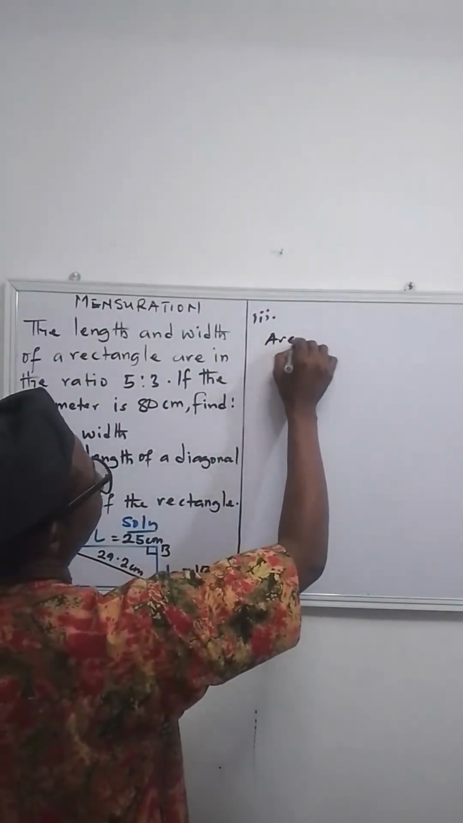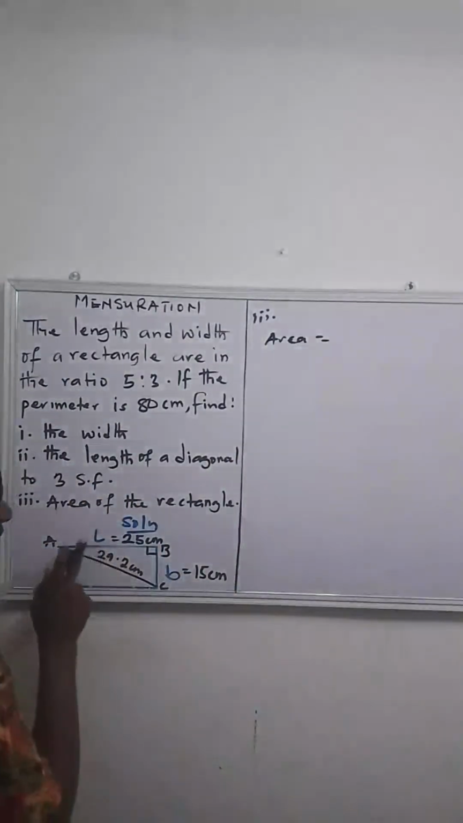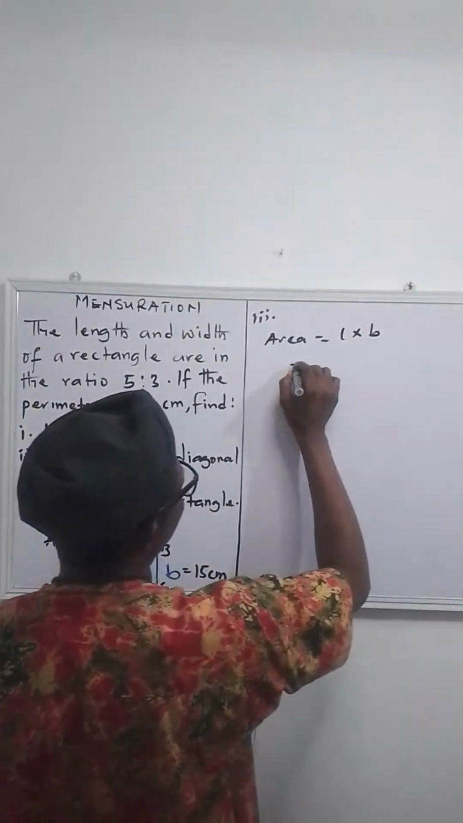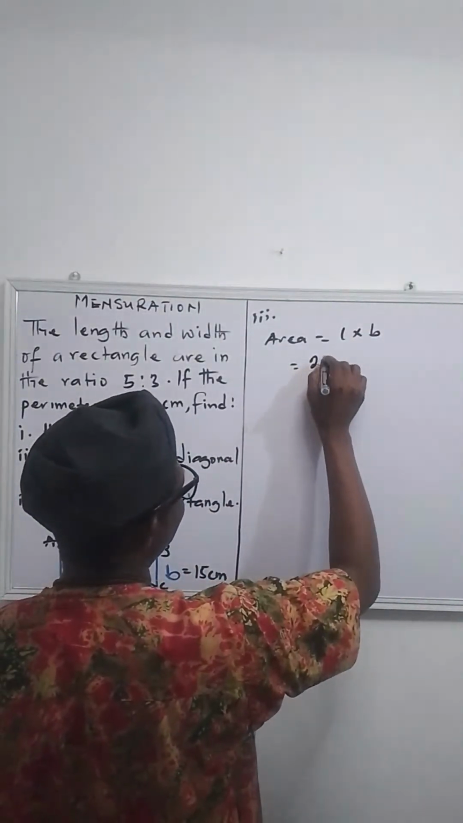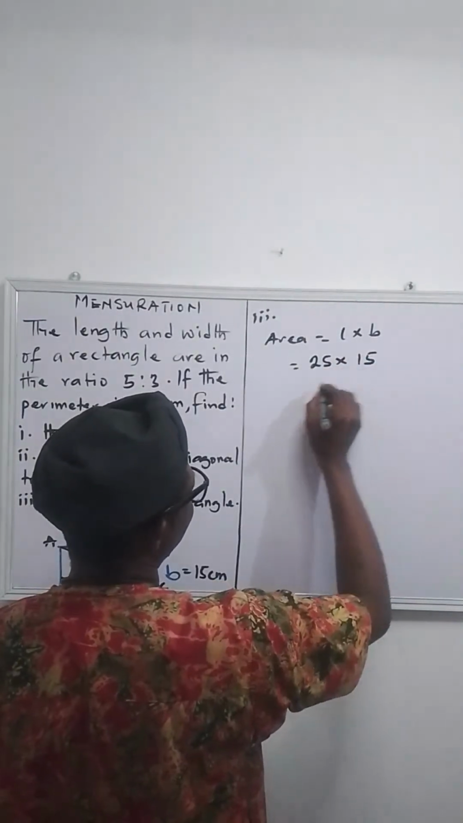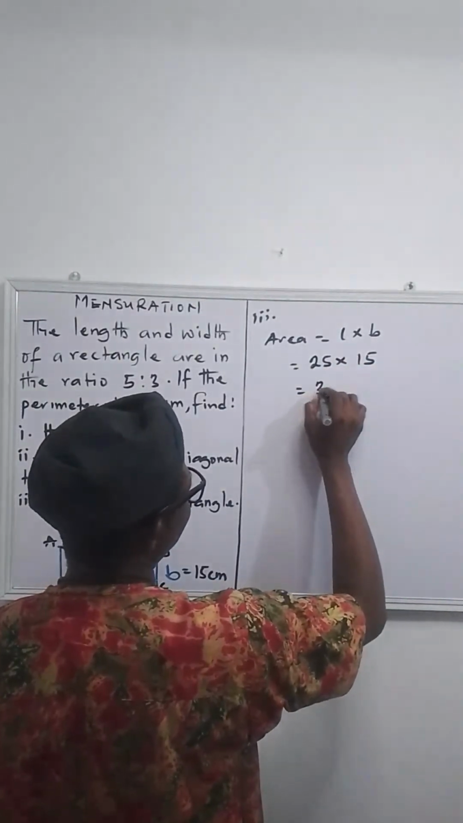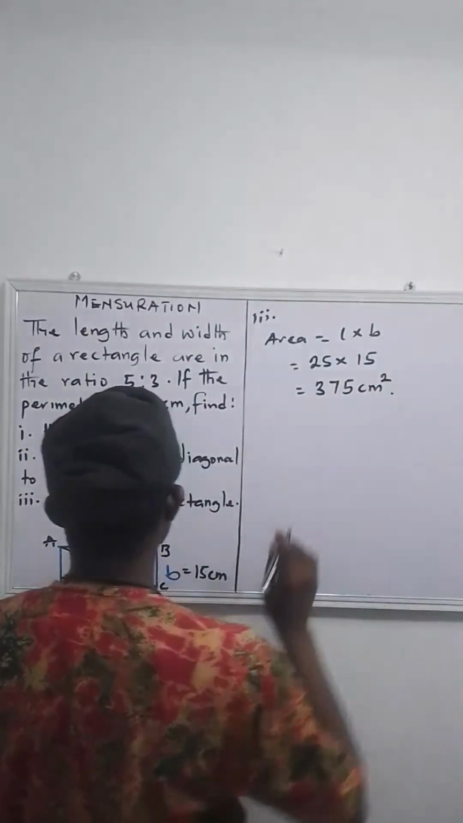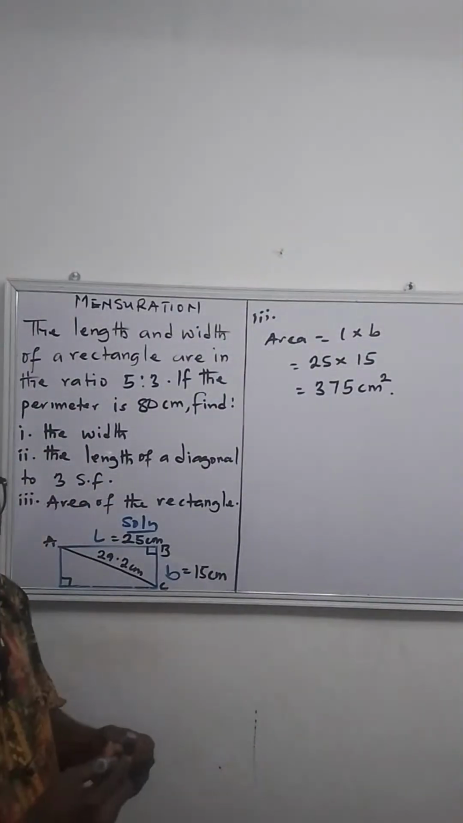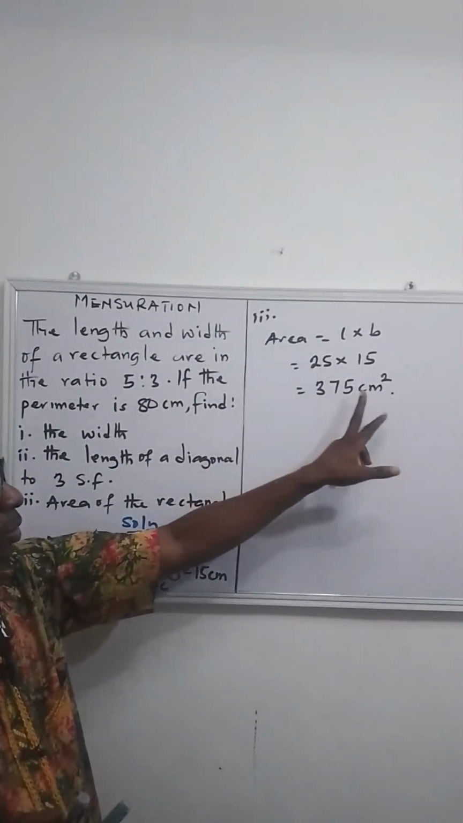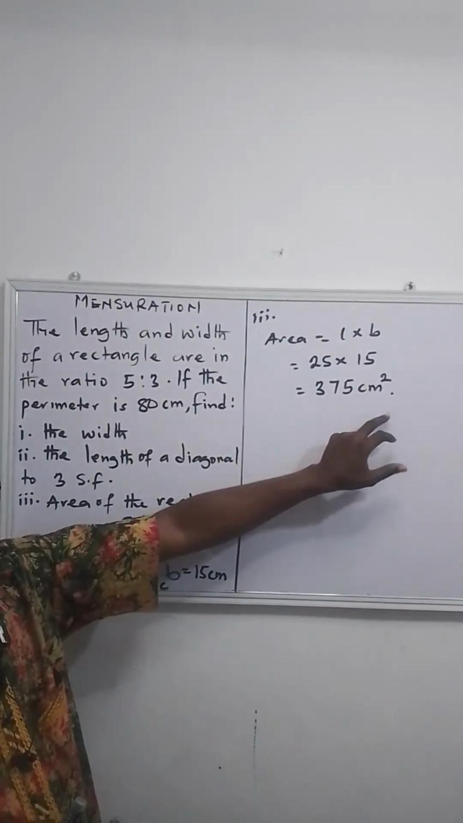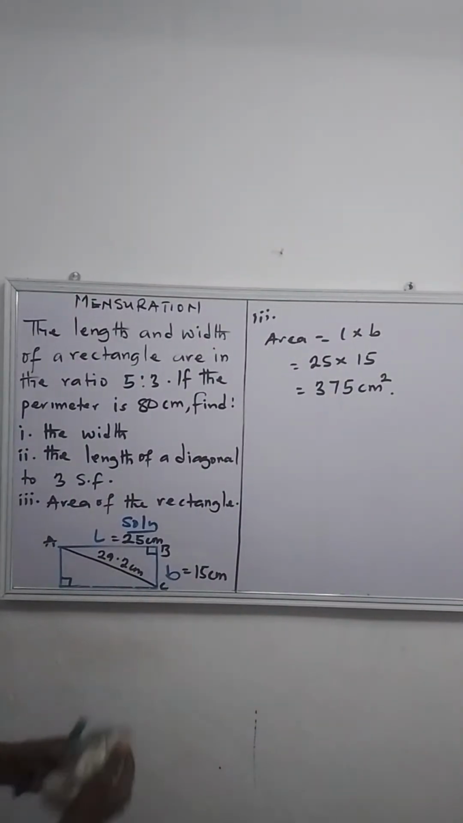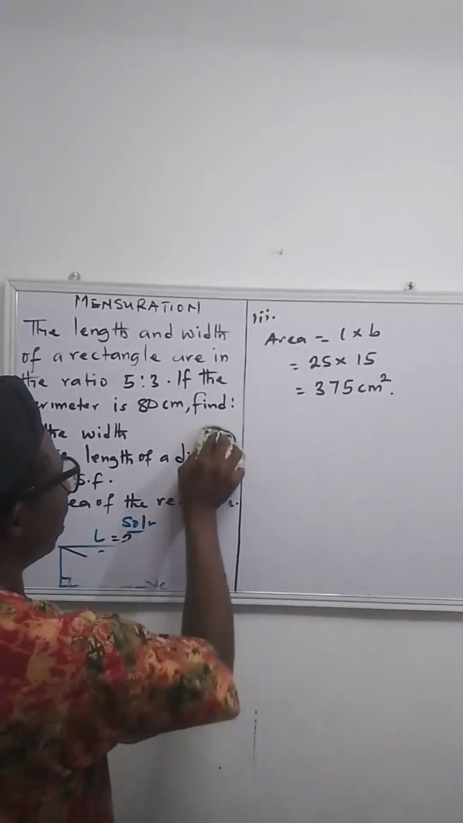Area of a rectangle is length times breadth, or length times width. Your length is 25 while the breadth is 15. When you multiply, you have 375 centimeter square. So make sure you pay attention to units. Area is measured in unit square. I hope we all understand that. So that's the end of the question. Let's move on to another question.